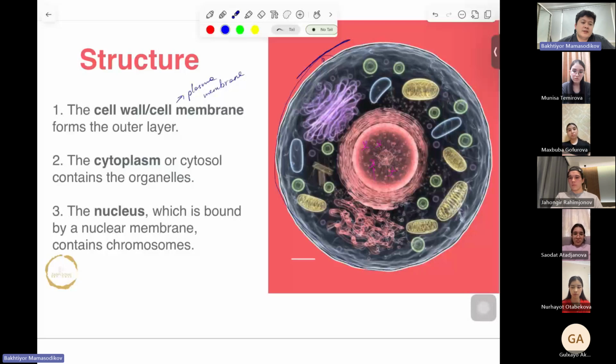Because it is only contained in eukaryotic cells, not prokaryotic. That's the reason. This structure, which is called the nucleus, distinguishes eukaryotes from the prokaryotes. The nucleus is only available in eukaryotic cells. Okay, so it distinguishes. Any questions so far?